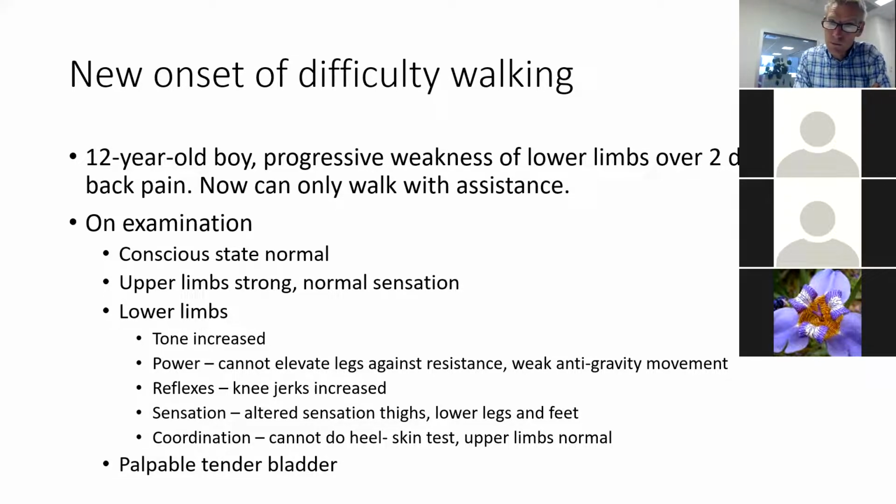TB of the spine. Yeah, good. TB of the spine. Like if this was Pott's disease, this would fit with Pott's disease, wouldn't it? And with TB of the spine, often you get an inflammatory mass that's causing compression of the spine, or you get the wedging of the vertebral bodies, and that can cause compression on the spine. So TB of the spine, yes. What else?